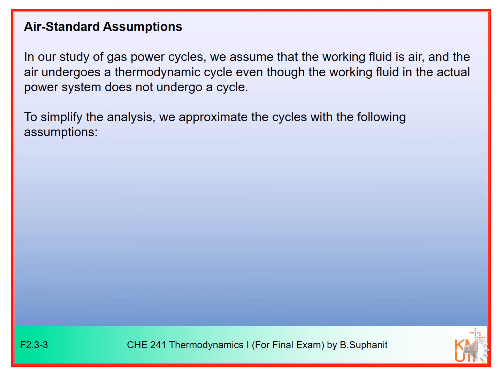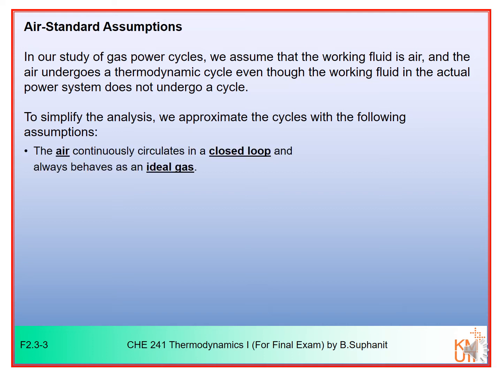The assumptions that we have to make to simplify our analysis of the gas turbine cycle are called air standard assumptions. For the first assumption, the working fluid is assumed to be just air, which continuously circulates in a closed loop and always behaves as an ideal gas. It means that the working fluid will have no composition change as it flows along the cycle.